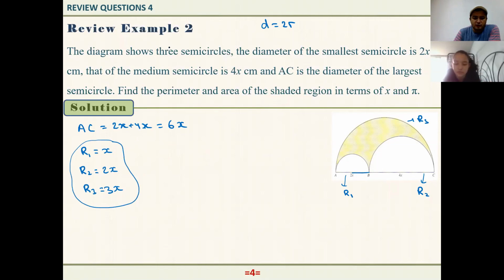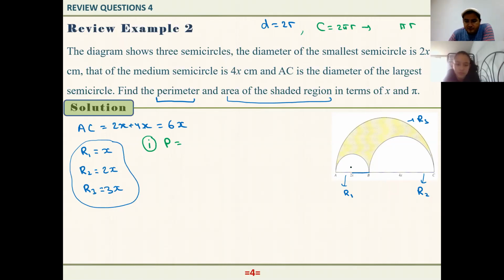What is the question here? The question is to find the perimeter, and the area of the shaded region. Let me start with finding the perimeter, part A. Now, what is a perimeter, Shahina? Once again, the circumference of a circle is 2 pi r, so a semicircle is just pi r. The perimeter means the length of the boundary of the shaded region, starting from here: it is this plus this plus this.